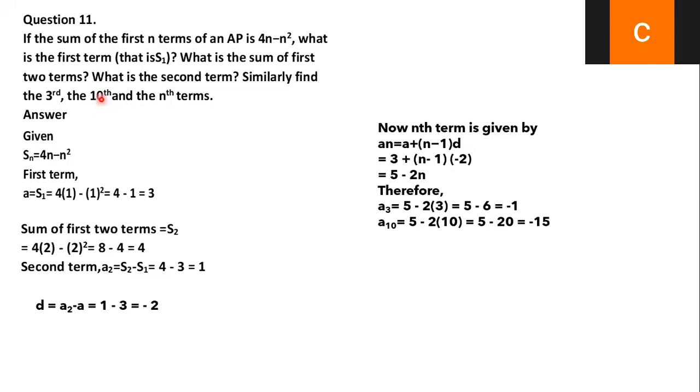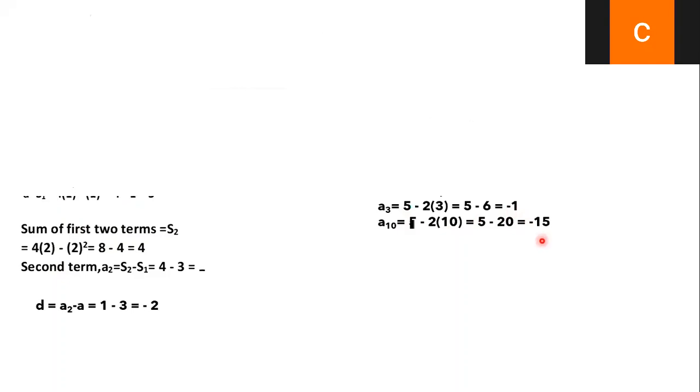A10 is minus 15. After getting the A value and D value, find out the third term and the 10th term. The third term is A plus 2D. The 10th term is A plus 9D. So apply those values and find out. Yes, ma'am. The third term is minus 1. The 10th term is minus 15.